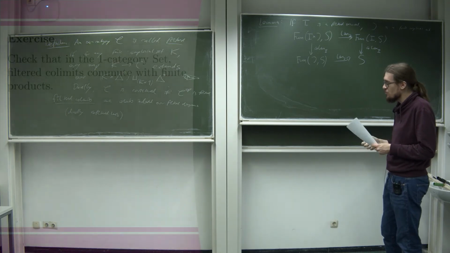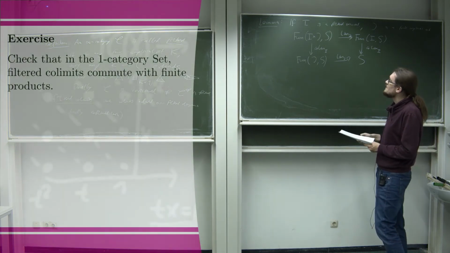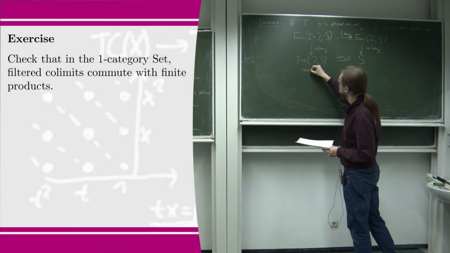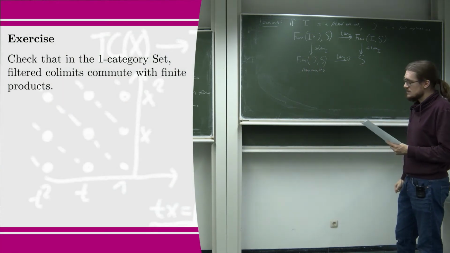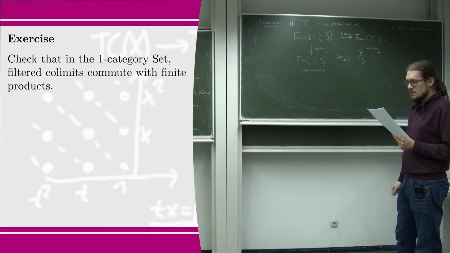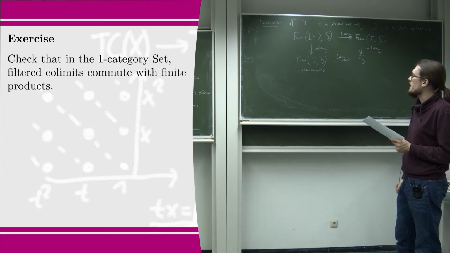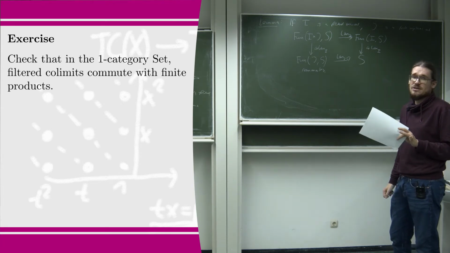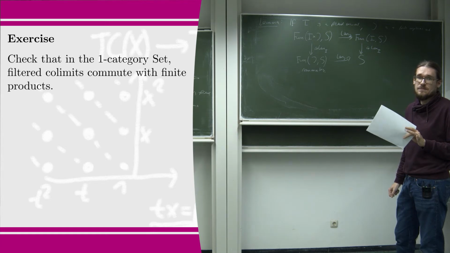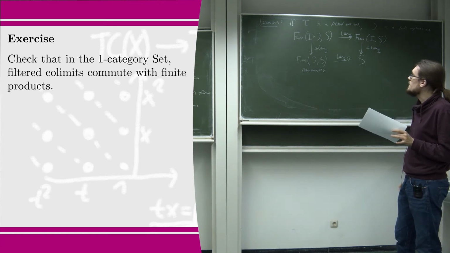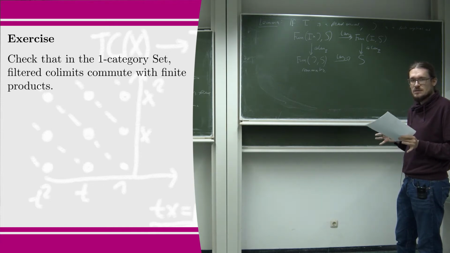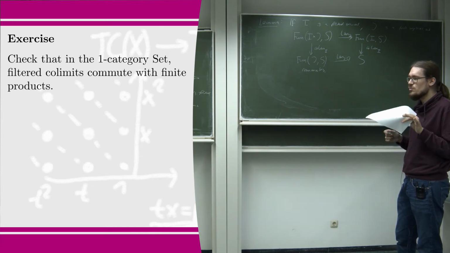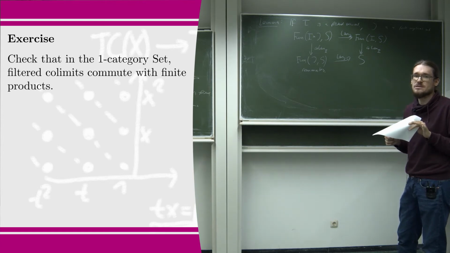Maybe so we won't prove that here, but as an exercise, it's instructive to check a special case of the analogous statement in the one category of sets. So the claim is that filtered colimits in sets commute with finite products.